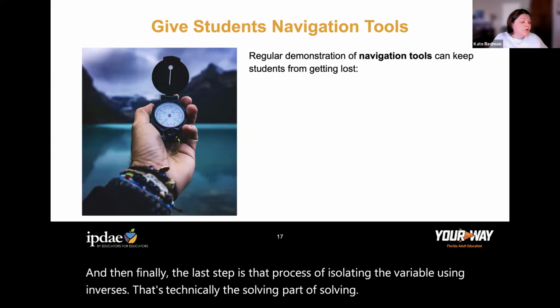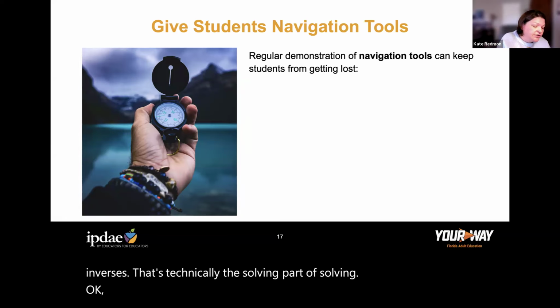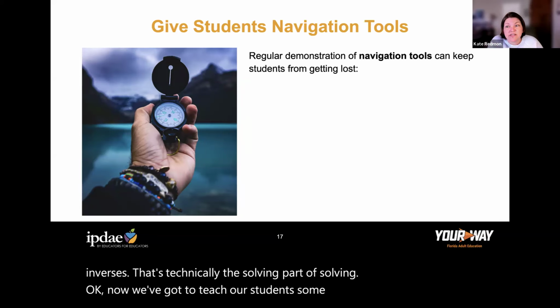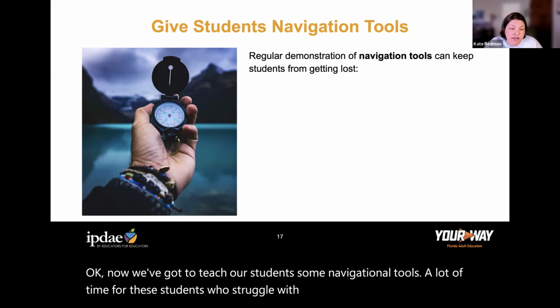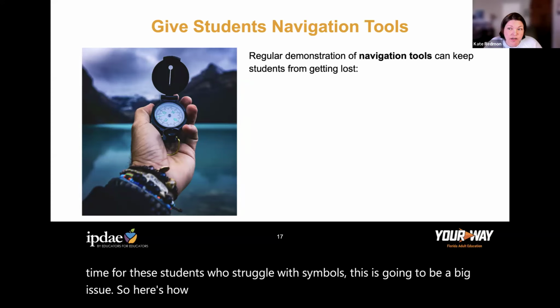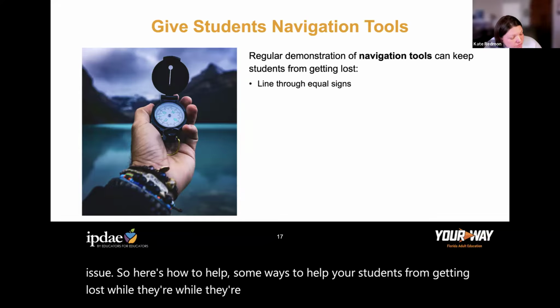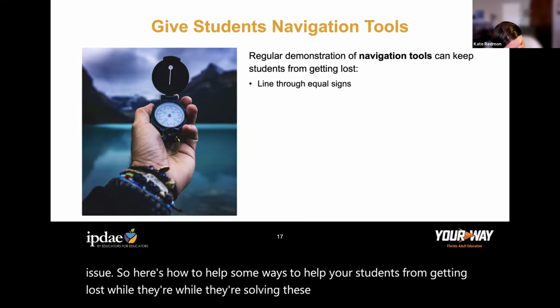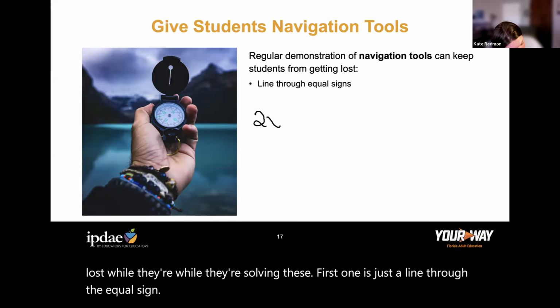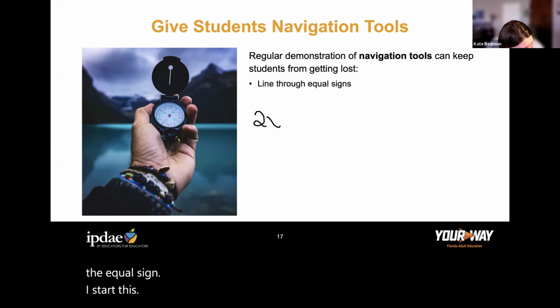Okay. Now, we've got to teach our students some navigational tools. A lot of time for these students who struggle with symbols, this is going to be a big issue. So here's some ways to help your students from getting lost while they're solving these. First one is just a line through the equal sign. I start this really early. Actually, let me give you a great example.